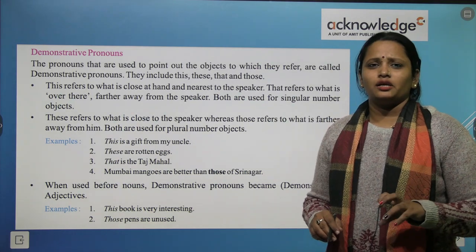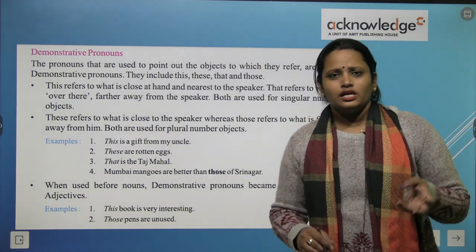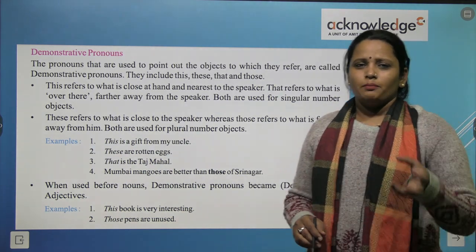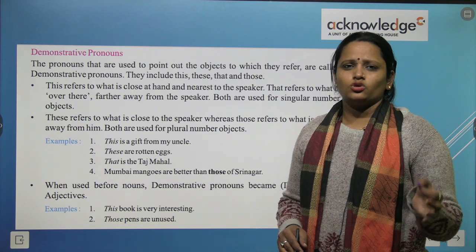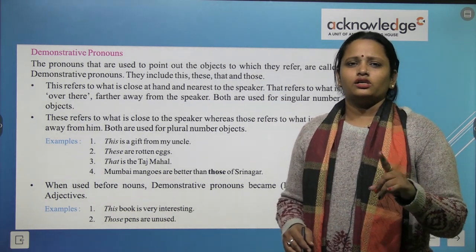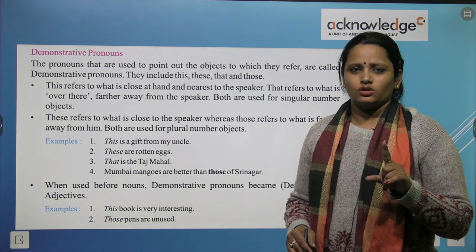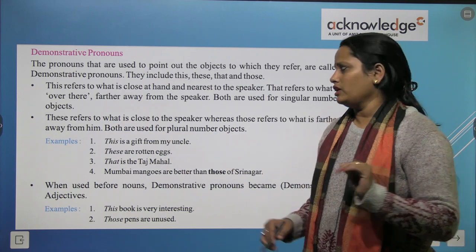So we have already learned about this and that. यह कहाँ use होता है? This is used for singular and for nearby objects. पास की चीजों के लिए this and these use होता है. दूर की चीजों के लिए that and those use होता है. This is used for singular and that is used for singular. Same way, these and those are used for plural.